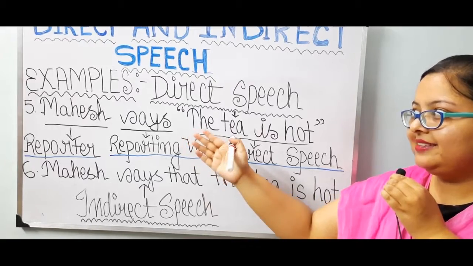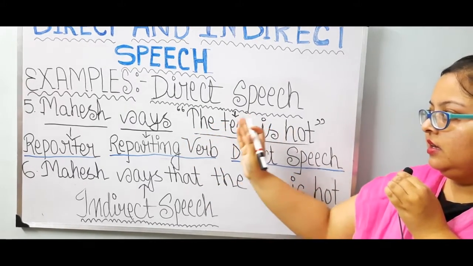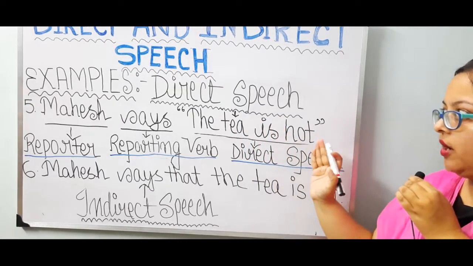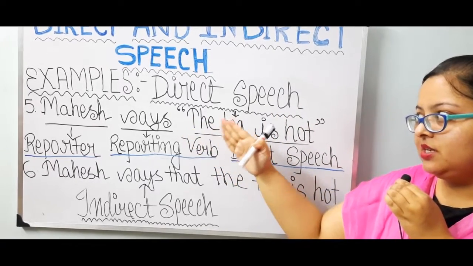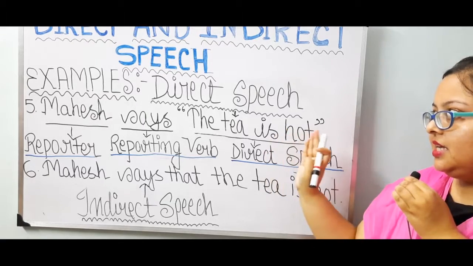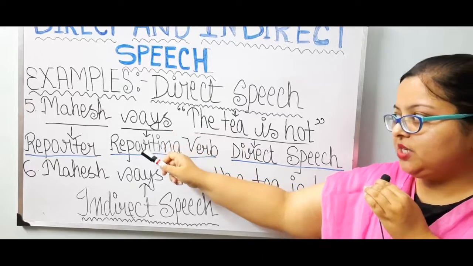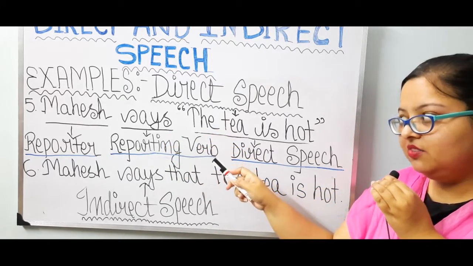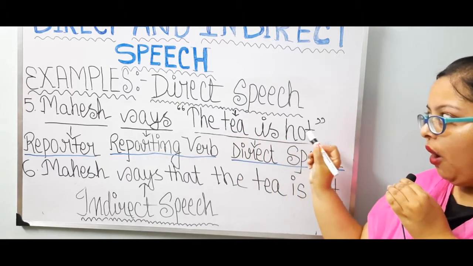Next, look at the example. Mahesh says, within inverted commas, "The tea is hot." Okay, so this is the direct speech. Mahesh says, "The tea is hot." Full stop. Now, Mahesh is the reporter, says is the reporting verb, and the tea is hot is the speech.